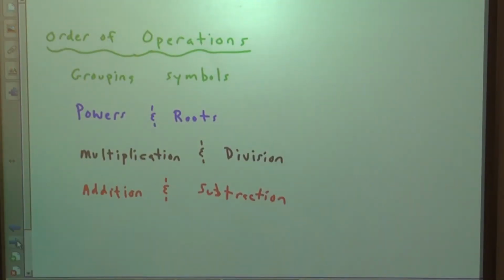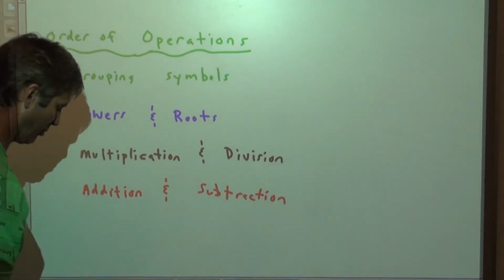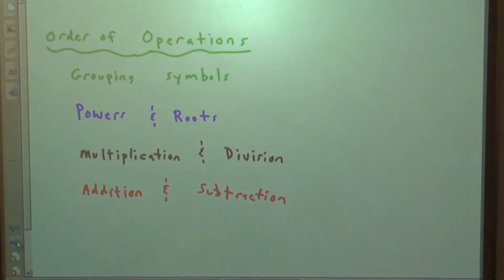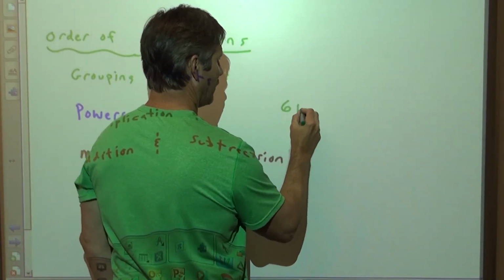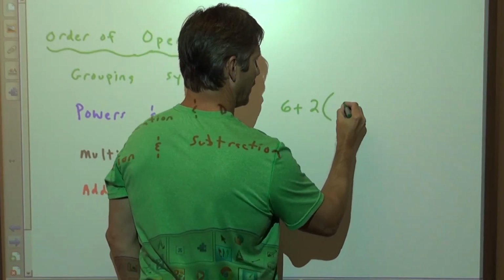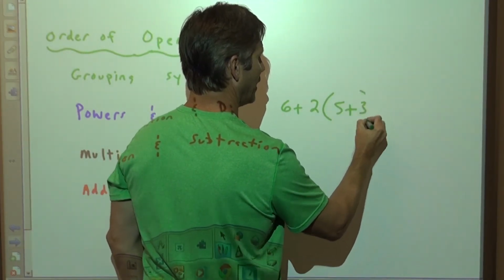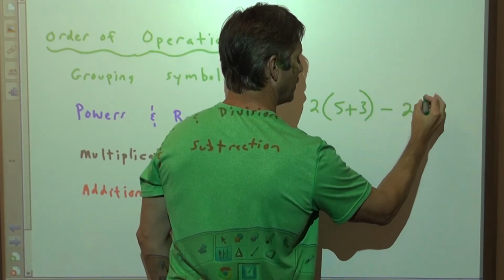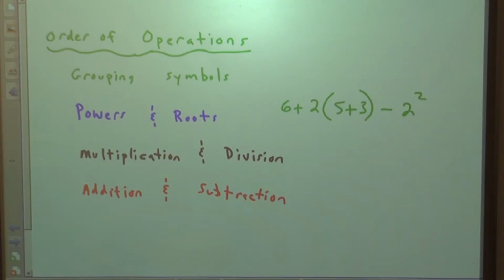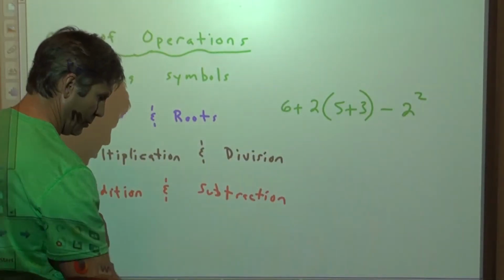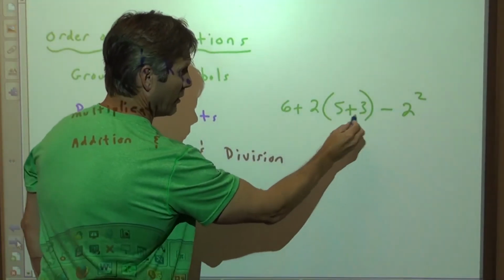So, the order of operations. First thing you should try to do is grouping symbols. Second thing is powers and roots. The third level is multiplication, division, and finally it's addition and subtraction. And so if you were to do a longer problem like 6 plus 2 times 5 plus 3 minus 2 to the second power. Well, what would you do first? You go through and do all the grouping symbols. So the first thing you do is take care of this grouping symbol.